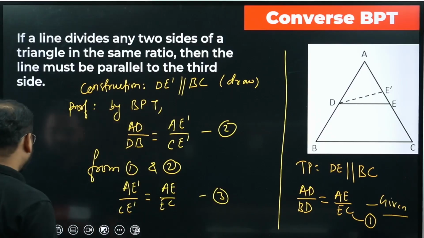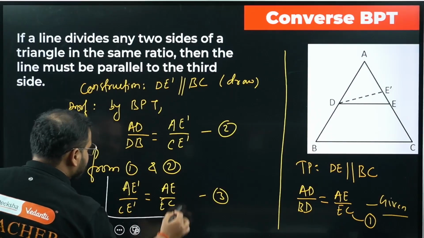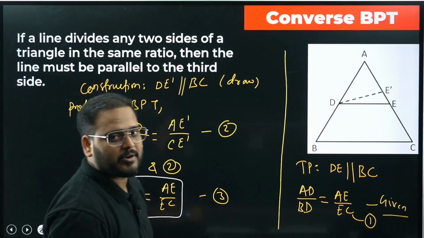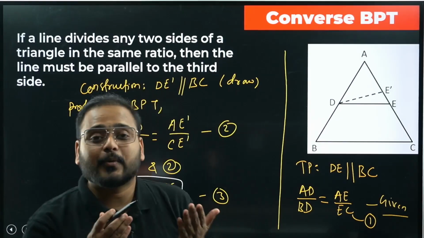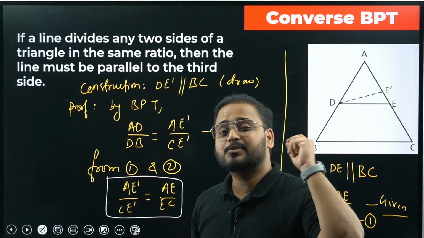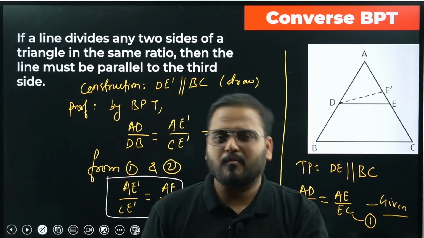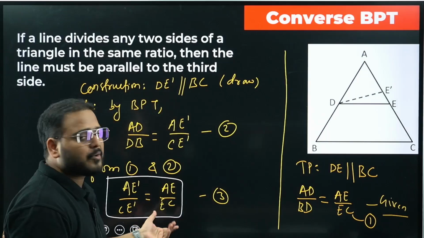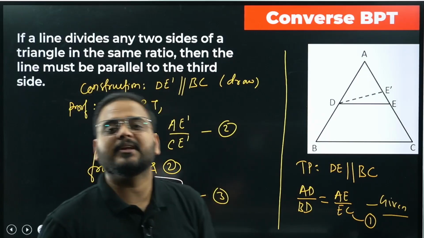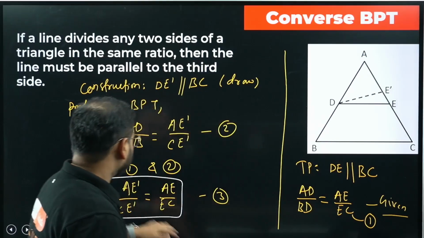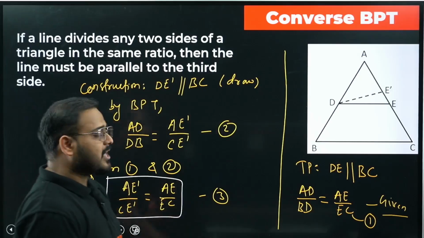I hope this is clear. Very, very important. Why important? Because questions can be asked on this category. This question can be asked for 3 marks or 5 marks, not 4 marks, because 4 marks is a case study. So a 3 mark or 5 mark question can be asked just to prove the Converse BPT theorem. So AE dash upon CE dash equals AE by EC.